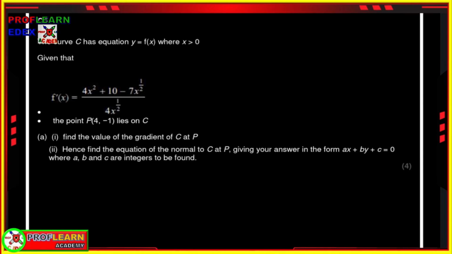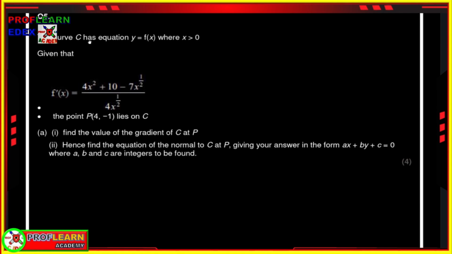We are told that curve C has the equation y equals f of x, whereby x is greater than 0. We are given the gradient function f prime of x to be 4x squared plus 10 minus 7 x raised to power a half over 4x raised to power a half. Then the point P, which is (4, negative 1), lies on C. We're supposed to find the value of the gradient of C at P.